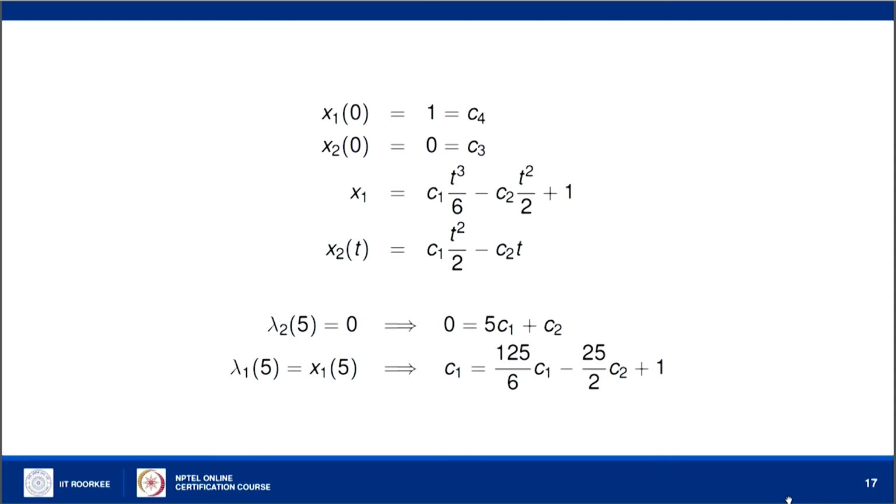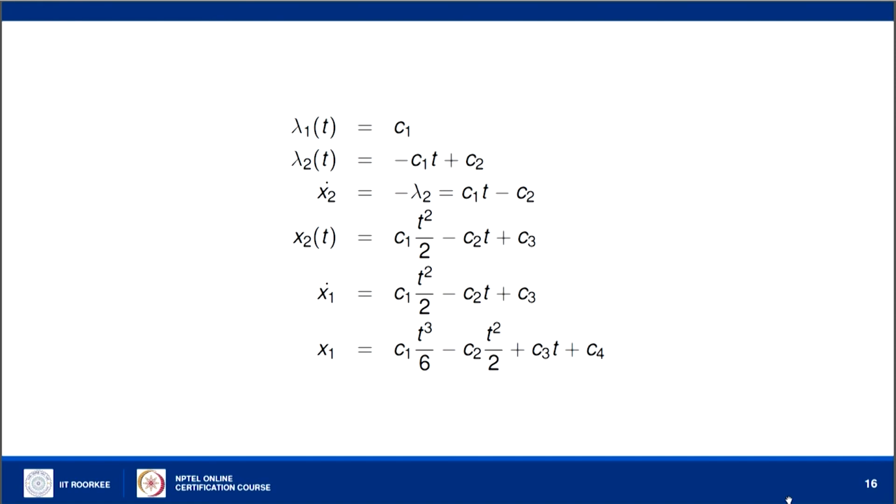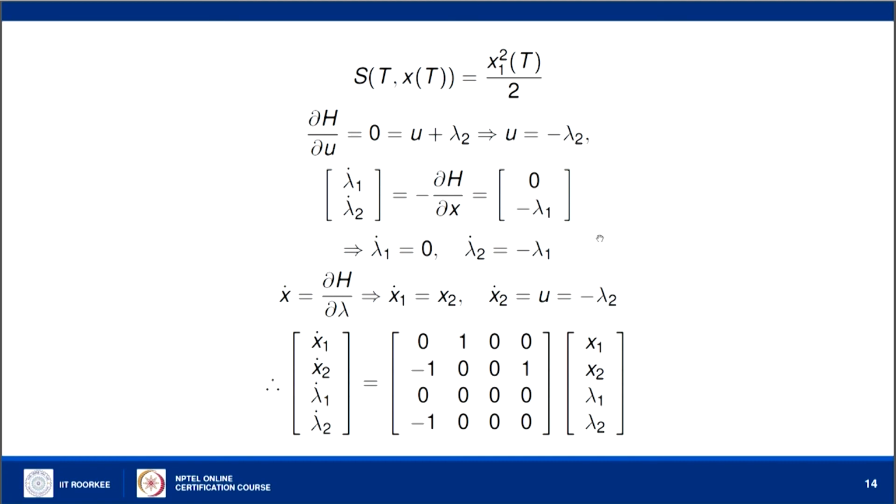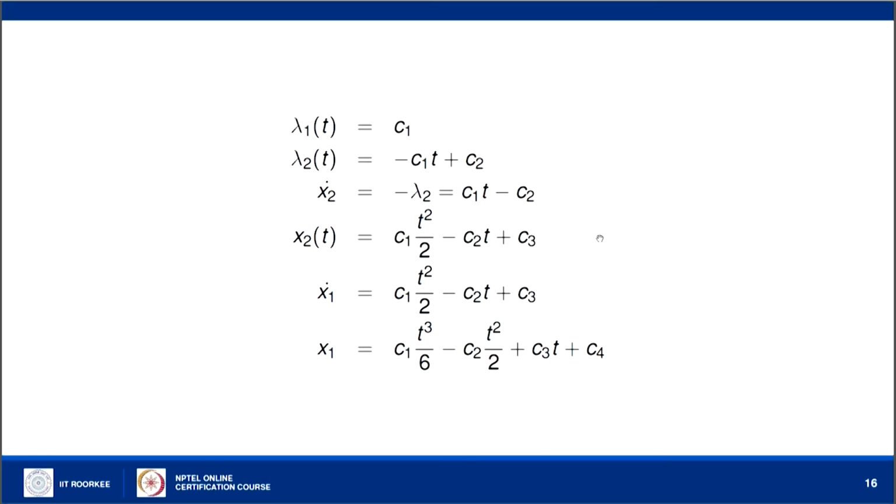So, after substituting all these constants in the expressions, we get x1 of t is this, x2 of t is this, that is the optimal state variable of the problem, and the control is given by this expression, that is u of t is minus lambda 2, and lambda 2 is obtained by this expression, lambda 2 of t is minus C1 t plus C2. So, this is the optimal control for the given problem.